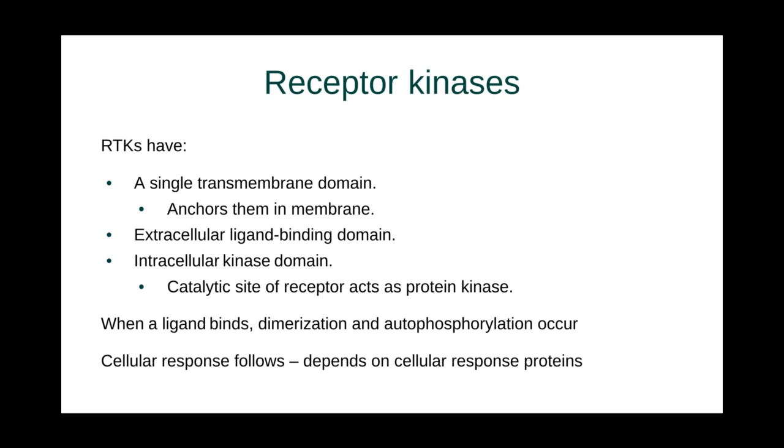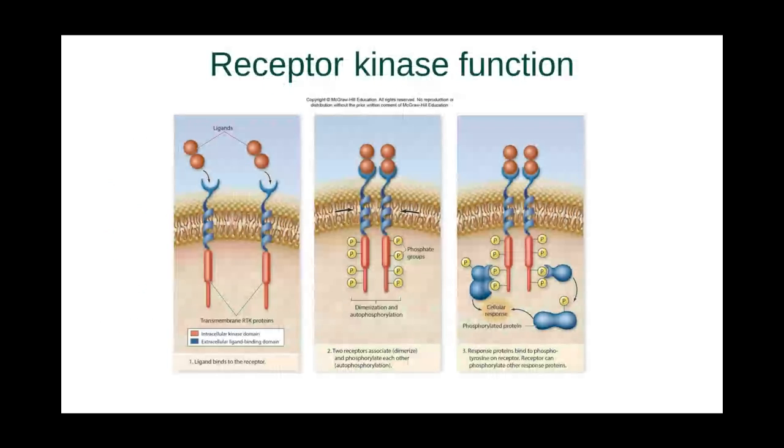So what ends up happening is when the ligand binds, and I have a diagram, but I'm just going to say it first. The ligand binds, causes a dimerization and an autophosphorylation to occur, which is then followed by a cellular response, and this depends on the cellular response proteins. But let's just look at a general RTK pathway here. So we have the function, right? We have that 3-domain system. We have the receptor here for the ligand. We have the transmembrane component here, and then we have the membrane RTK proteins.